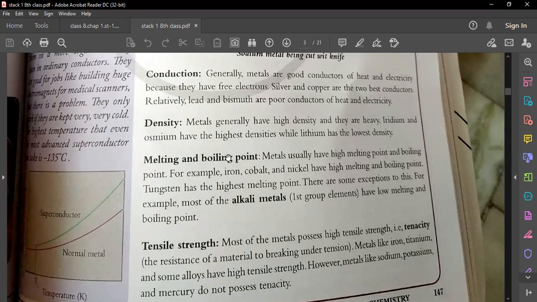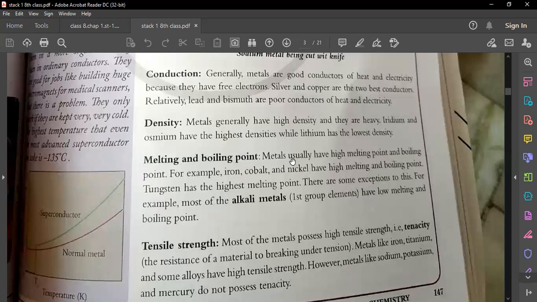But most of the metals, I said, not all the metals. Some metals have low melting points and boiling points. What are those metals? Alkali metals. Mercury, gallium, sodium, potassium. Sodium and potassium, very good. Sodium and potassium are the metals which have low melting points as well as boiling points.